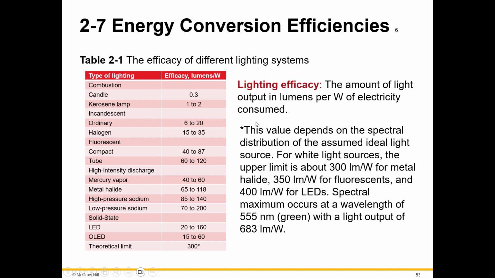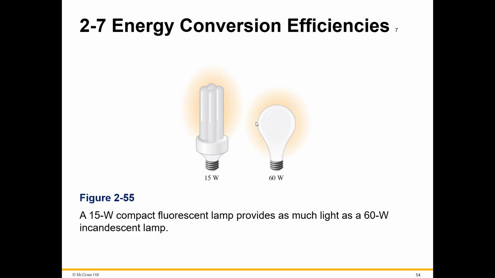Not a lot, right? Okay, and so a 15-watt compact fluorescent lamp provides as much light as a 60-watt incandescent lamp. So that kind of helps you understand, if you are talking about a fluorescent, you only need 15 watts to produce the same as an incandescent at 60. Right, that's a fourth.